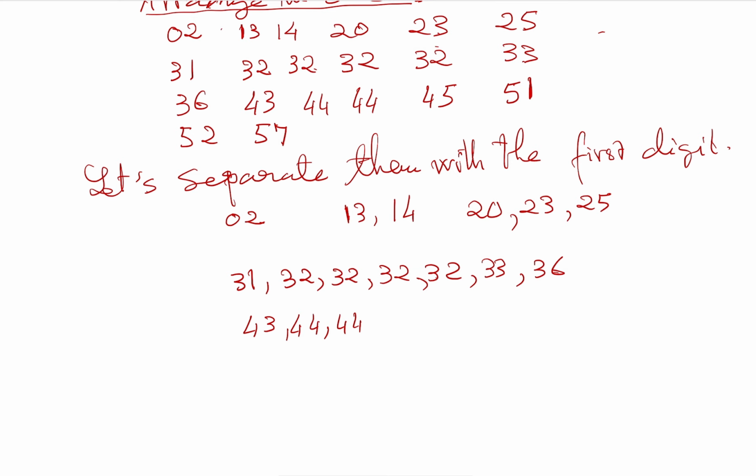So the last one is 5. How many 5s do we have? 1, 2, 3. We have 51, 52, and 57. That's it. That's all we have. So now we have to plug these in here.